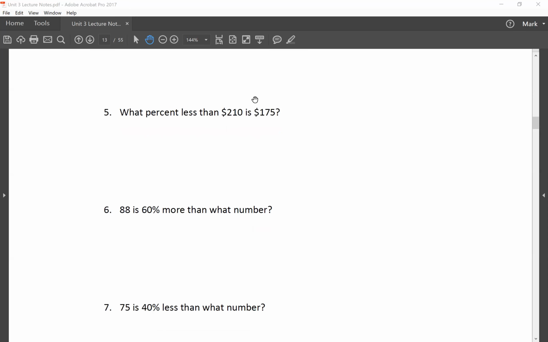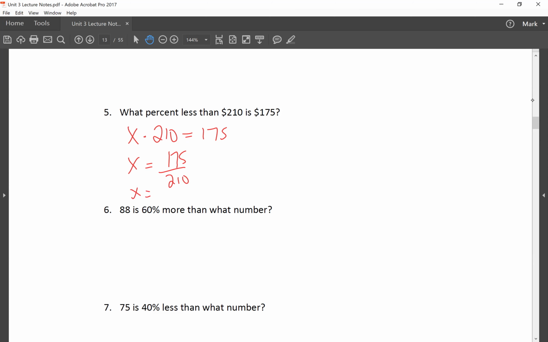Okay, so number 5, what percent less than 210 is 175? First thing I need to figure out is what is the percent difference here between these numbers? Like, how much is the percentage going down? So I want to figure out what percent of 210 is 175. That's my first step. This one does have kind of a tricky part B to it, because X is going to be 175 over 210.